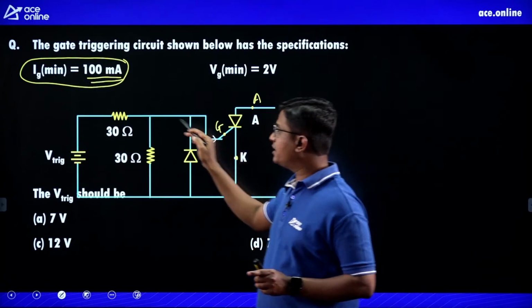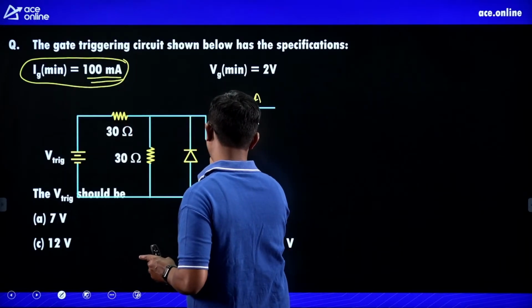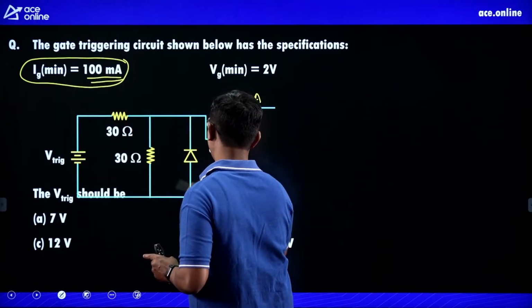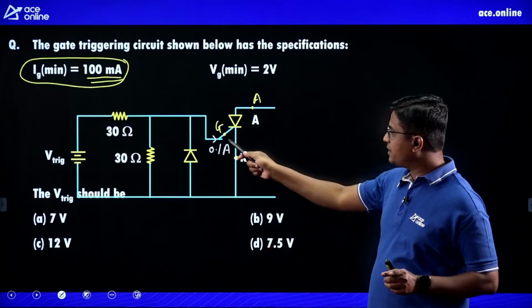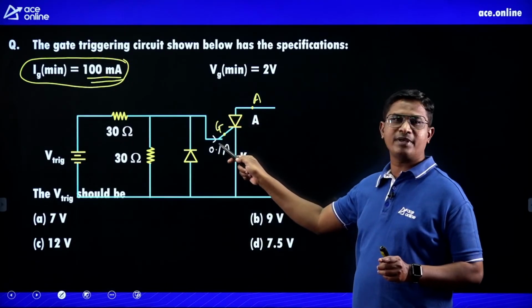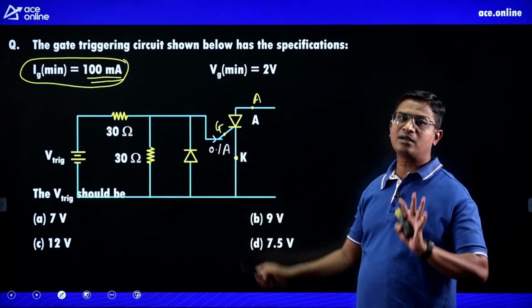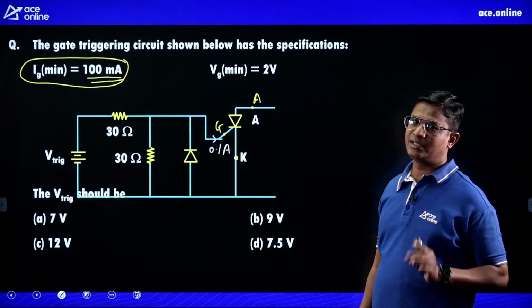So what is the current required here? 100 milliampere. 100 milliampere means 0.1 ampere. If the current here is less than 100 milliampere, then your SR will not turn on. Alright, this is the one thing.